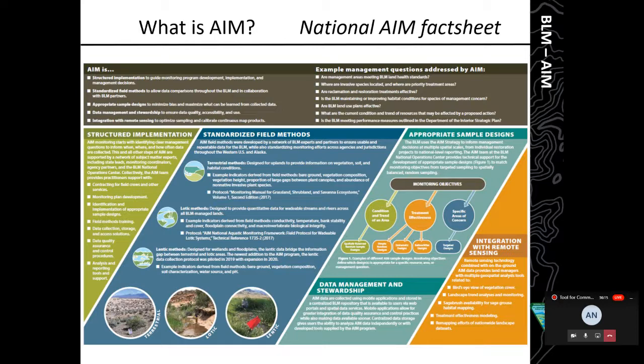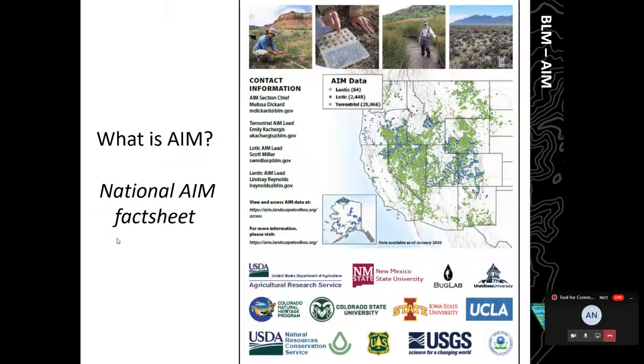And then we highlight some example management questions and applications that are being addressed by AIM. And then on the back page, we highlight contact information for different resources, lotic, lentic, and terrestrial, data availability, and some of our partners. And I think this back page is particularly powerful from the standpoint of where AIM is being done. And if you're briefing leadership or a partner, to realize, hey, this isn't just something that you're asking to occur in my field office or our state, but hey, this is BLM wide.